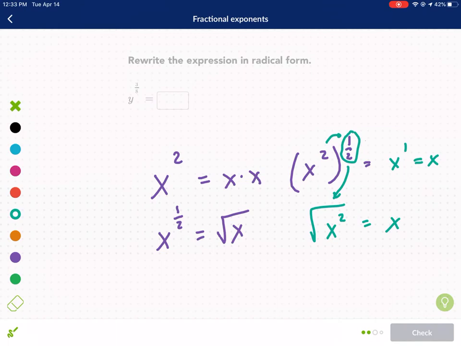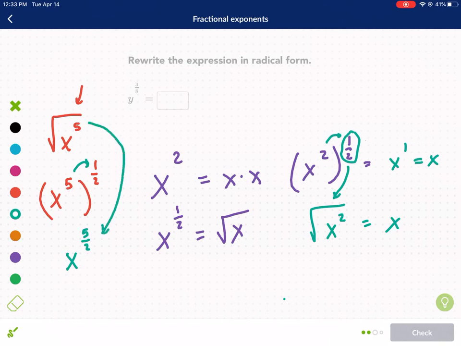Now we can use them in combination with each other. For example, if we have x to the 5th power, and we want to take the square root of that, we can rewrite this square root as to the 1/2 power. But don't forget that we have the x being raised to the 5th power also inside the parentheses. Again, when we do power raised to a power, we multiply exponents. So when you multiply 5 times 1/2, you get 5 over 2. That's how we convert radical form into exponent form.